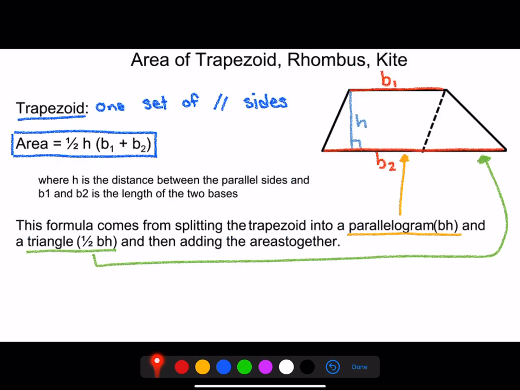All right, so again, today we're talking about areas of trapezoids, rhombi, and kites. A trapezoid, if we recall, has one set of parallel sides. So these bases here, this is what we call base 1 and base 2, these red lines. Those are our parallel sides. So again, these are parallel to each other, meaning that they'll never touch. And since there's only one pair, that makes a trapezoid.